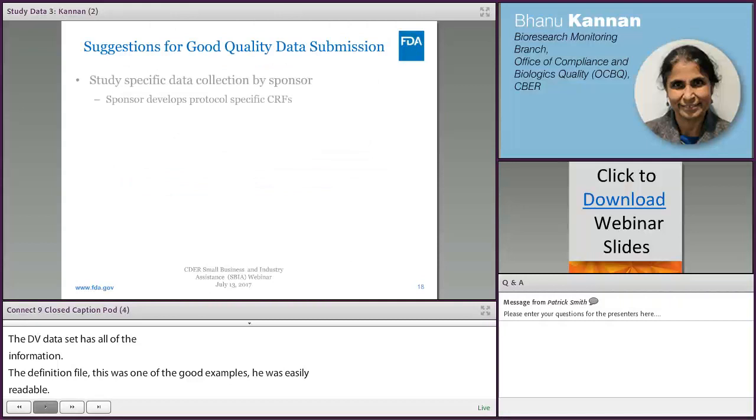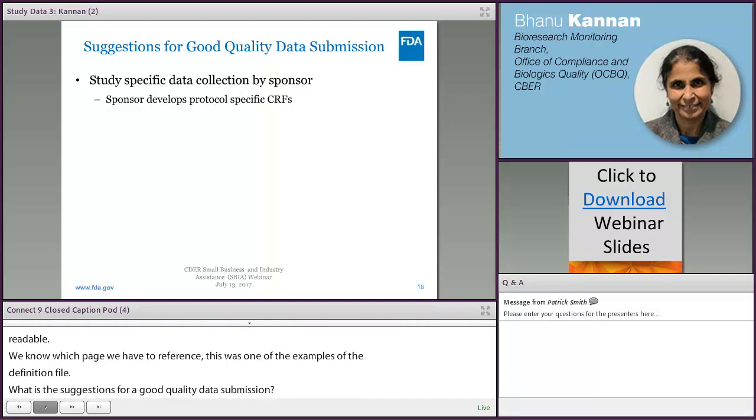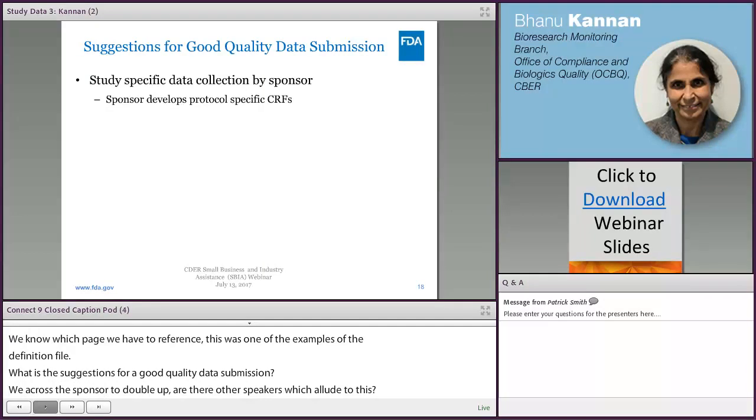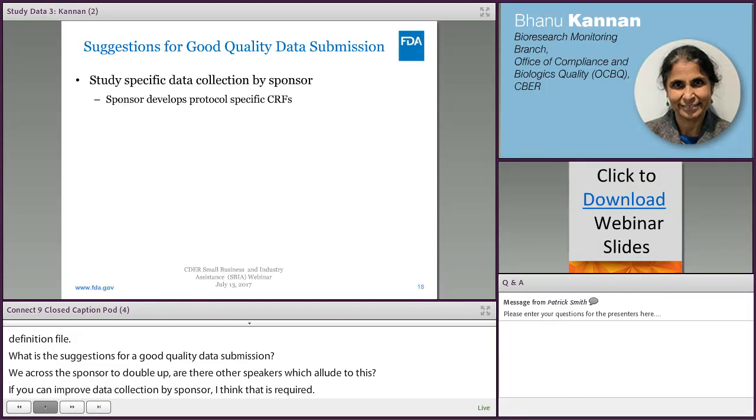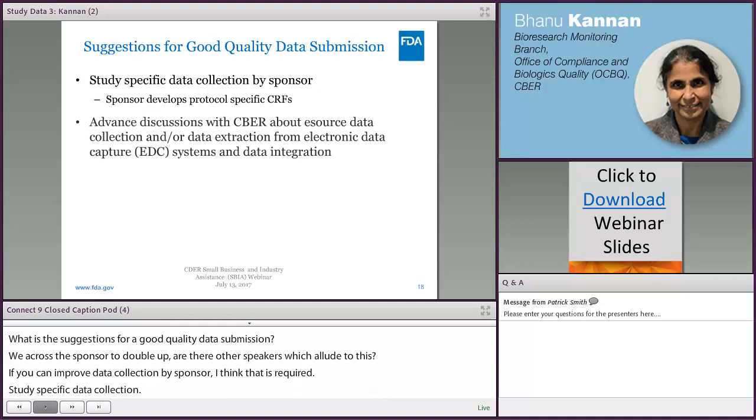So what is the suggestion for good quality data submission? We request the sponsor to develop protocol-specific case report forms. Other speakers alluded to this, and also annotated case report forms. They are very useful, and if you can include them, that's what I think is required. So study-specific data collection. If the protocol specifies you need to collect such and such data on such and such a date, the data should be collected according to the protocol.